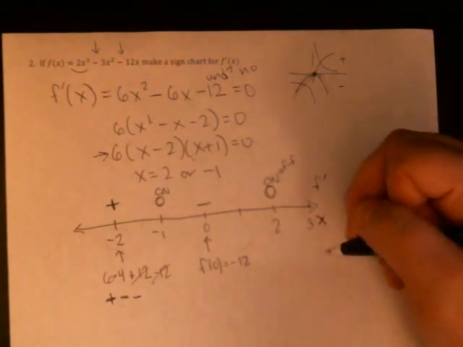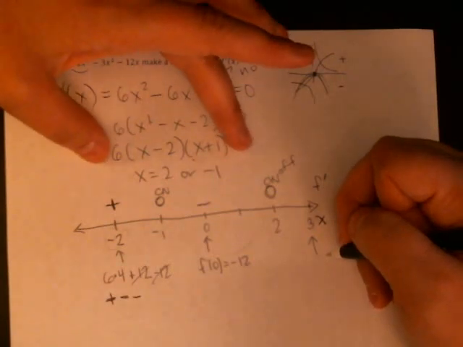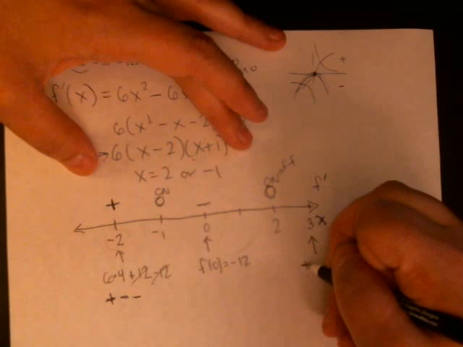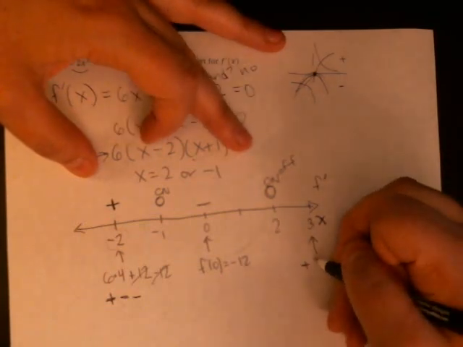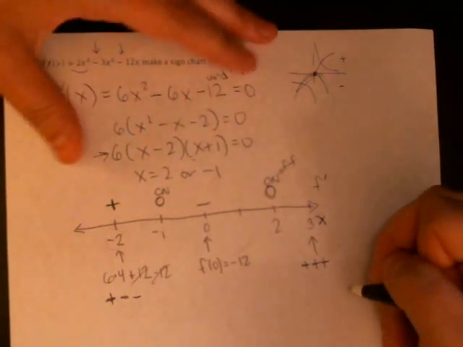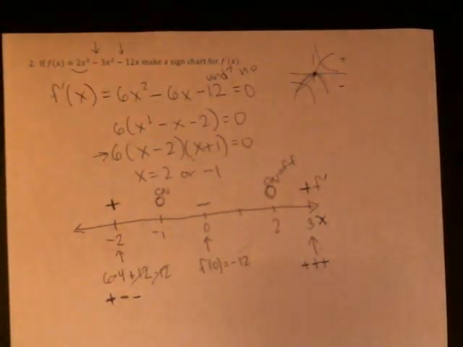And then 3, this time I will use that factored form again just because it's kind of a cool way to check it. So the 6 again is always positive. 3 minus 2 is positive 1, and 3 plus 1 is positive 4. If I multiply 3 positive numbers together, I get a positive number.